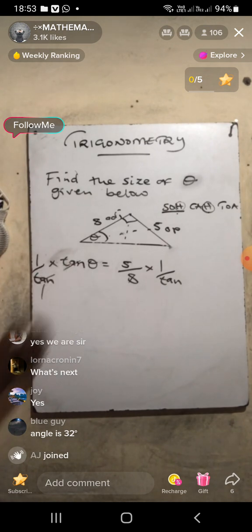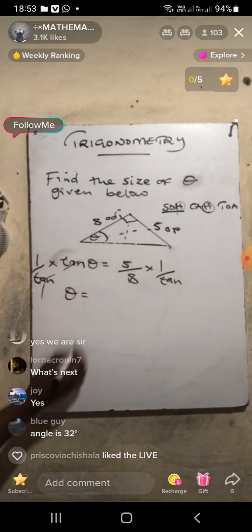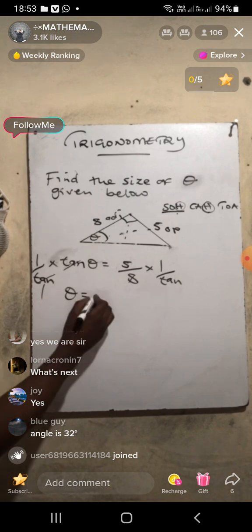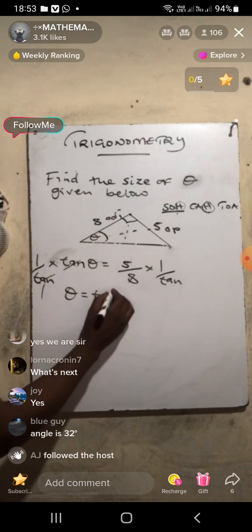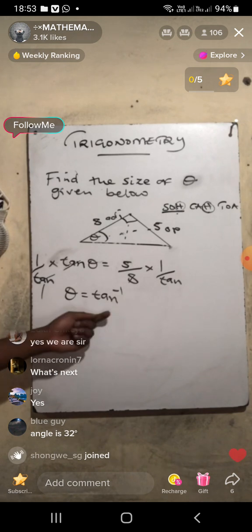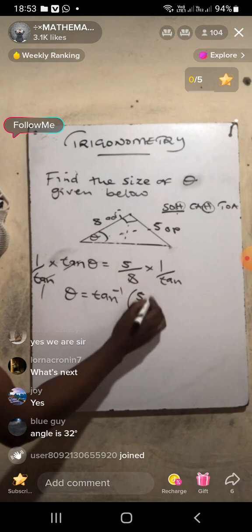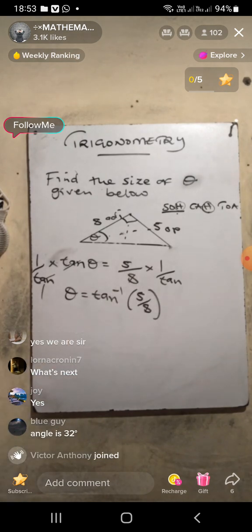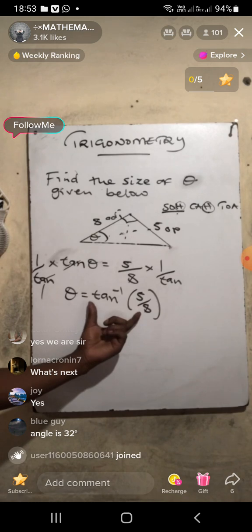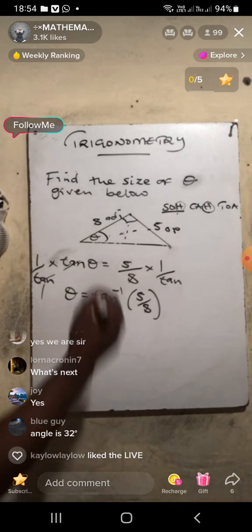So tan cancels, so theta is equal to 1/tan. 1/tan, my good friends, can also be written as tan inverse, like that: tan to the power of -1, or tan with an exponent of -1, multiplied by 5/8. So this and that can be written as that.